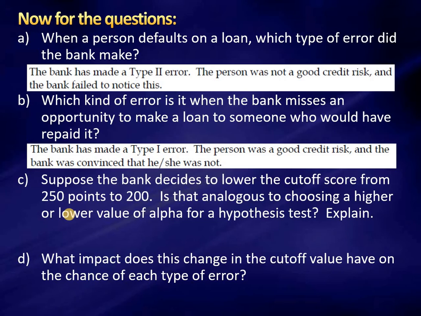Lowering the cutoff score. Are more people getting loans or are fewer people getting loans? More people are getting loans. Okay? Is that going to be the same thing as choosing a bigger or a higher alpha? More people get loans. So does that mean more people are rejected or fewer people are rejected? Fewer people are rejected. What has you rejecting fewer times? A larger alpha or a smaller alpha? Rejecting less. A smaller alpha. You reject less. Literally, alpha is how often you reject.